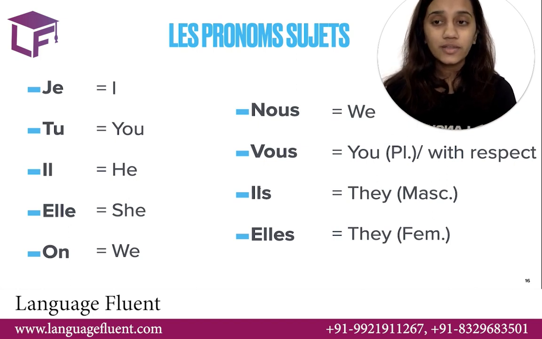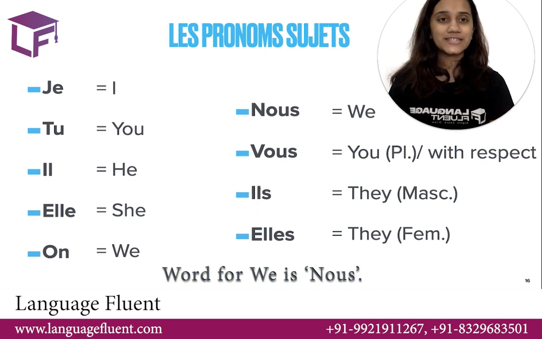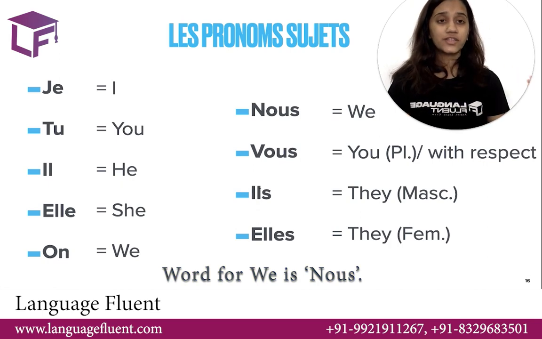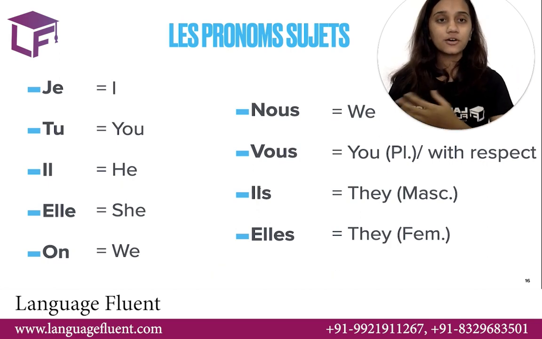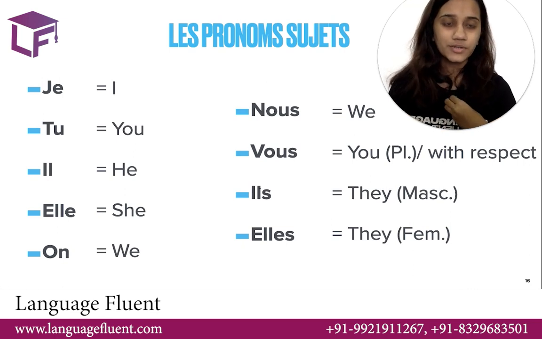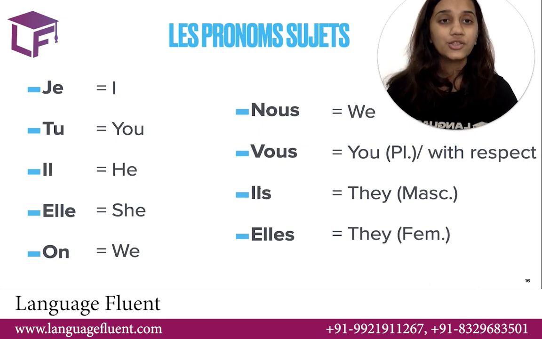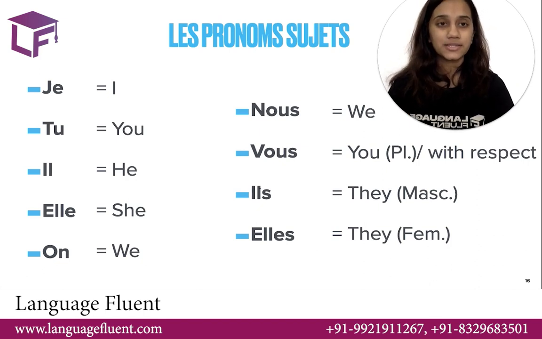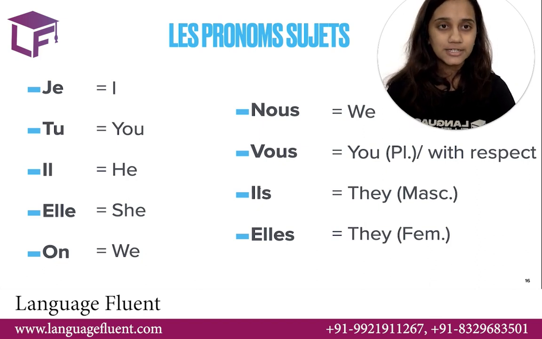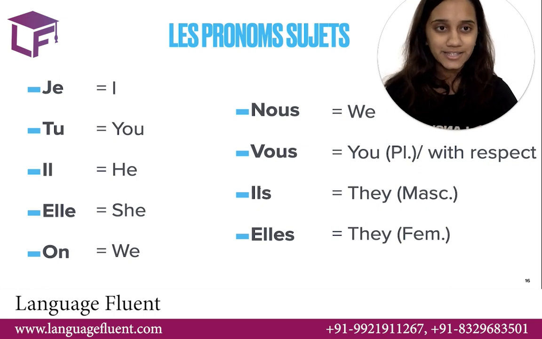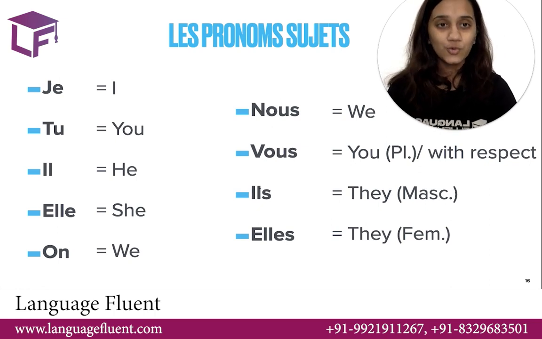Okay, moving on, we have nous, which is we. So it's we all. So when you're representing a group of people or even more than one person, you say we. So the same thing, which is nous. Let me reiterate the pronunciations of all pronouns. Je, tu, il, elle, nous.